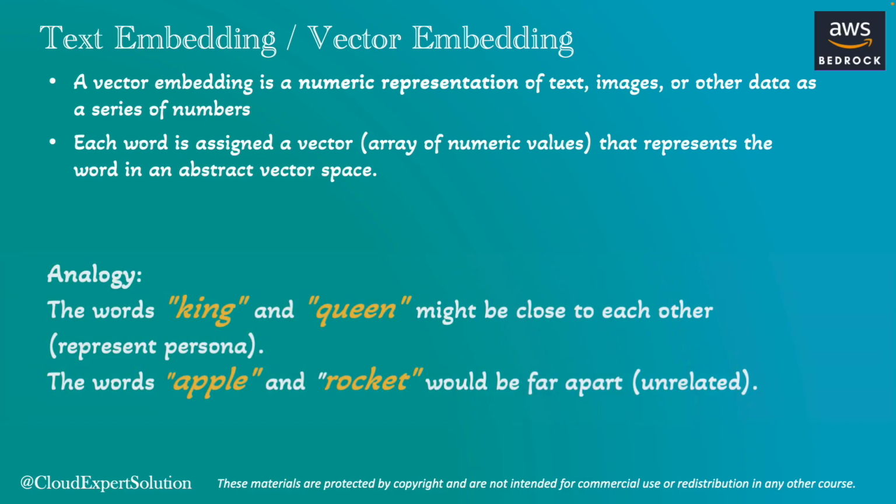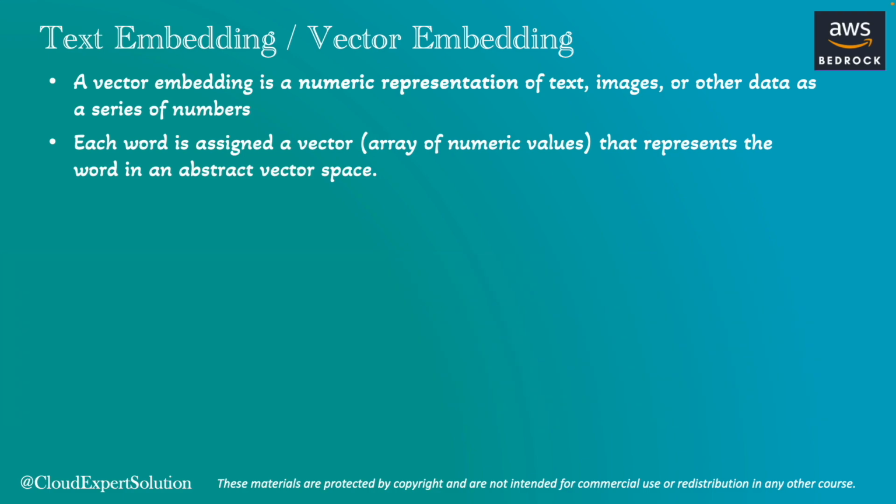And here are some examples. Maybe the words king and queen, since they are related, will be very close to each other in the vector space. On the other hand, apple and rocket are two different objects and will be far apart because they are not related. Vector embedding is multidimensional, but let me explain it using a simple two-dimensional representation for easy understanding.